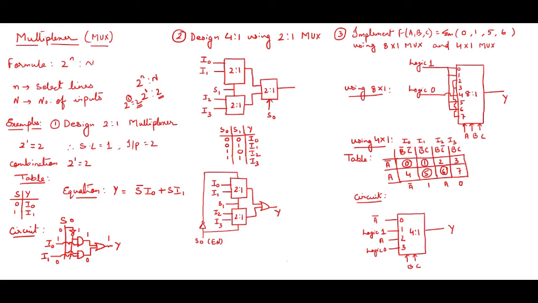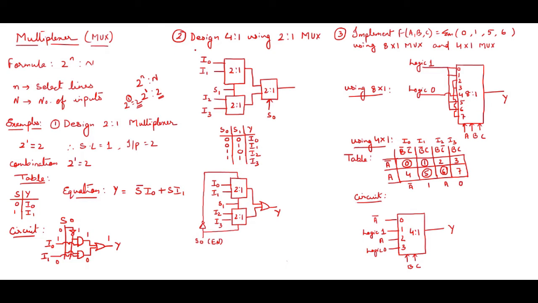That means my I0 is appearing in the output when S is 0, and we know from the truth table or equation that when S equals 0 it's I0. So this way we are designing the circuit for a multiplexer. You can use the same concept for higher level multiplexers, just like 4:1, 8:1, any type.